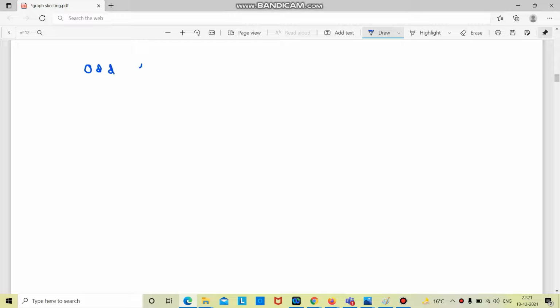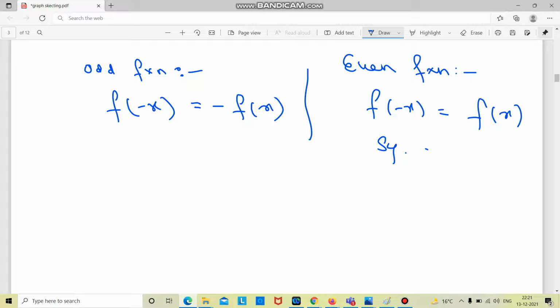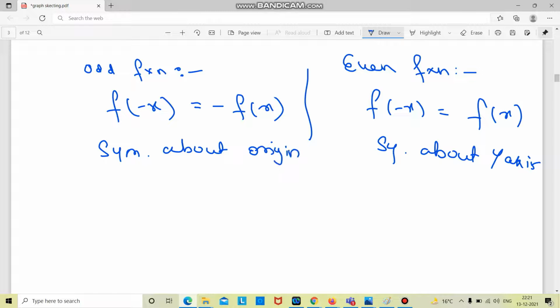Firstly, an odd function: the function where f of minus x is equal to minus f of x is an odd function. Even function: f of minus x is equal to f of x, it is an even function. This is symmetric about the y-axis. This is symmetric about the origin.